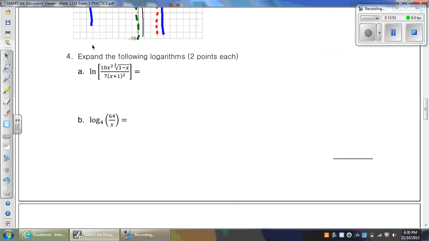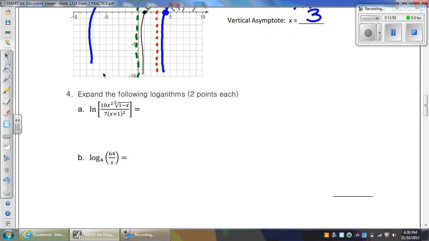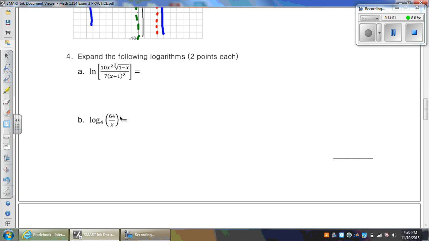Okay, for the next problem, it says to expand the following logarithms. And if you notice, the second one is not that difficult, but the first one has a lot of things there. So expect to have something like that on the test. So please review your properties, the product rule, the quotient rule, and of course the power rule. So I'm going to use all of them at once.